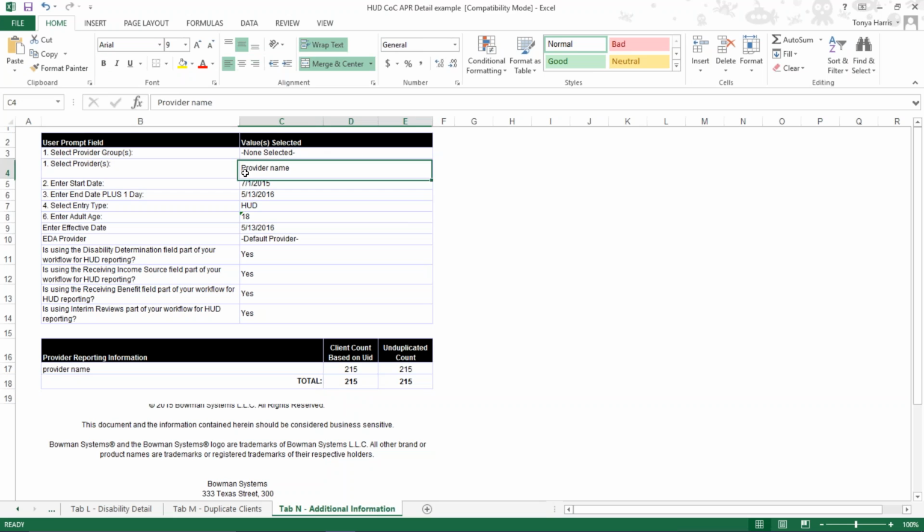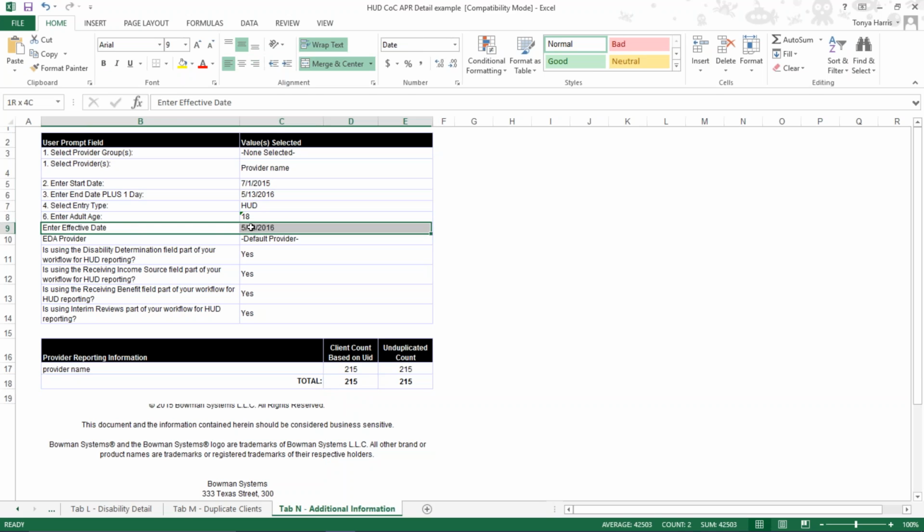So this report was run for a particular provider, July 1 through the 13th. And most importantly here, I'm going to emphasize this right now, is this effective date. So for those of you that run reports, make sure that you always remember what your effective date is. Your effective date is always your end date, okay?